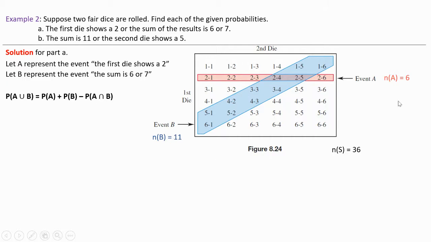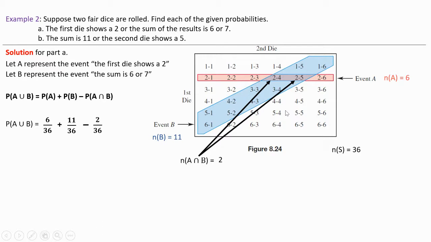Now, where do these two intersect? So they intersect right here, guys. So this is the event A plus event B minus where they intersect. So we're looking for this one here. They intersect here and here. So there's 2. So it's going to be 2 over 36. So then 6 plus 11 minus 2 is going to give us 15. 15 over 36. And then all we do is simplify. So the answer is 5/12.